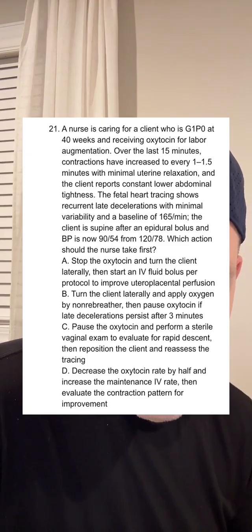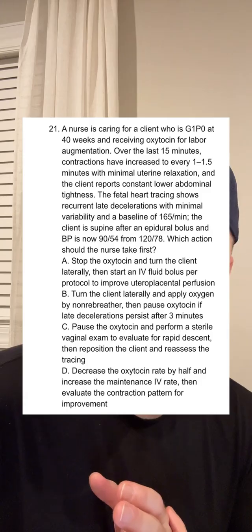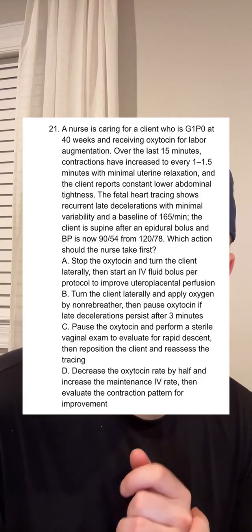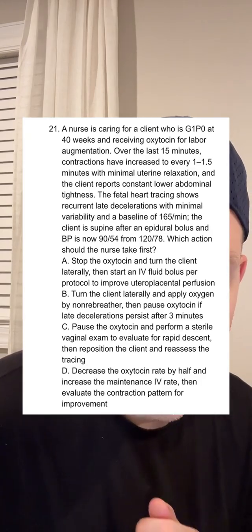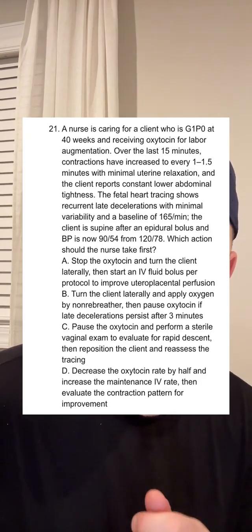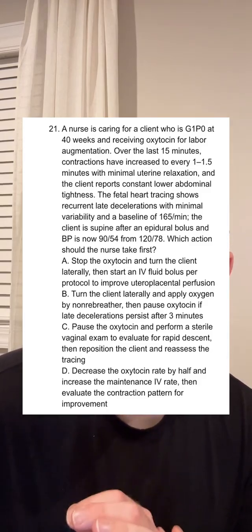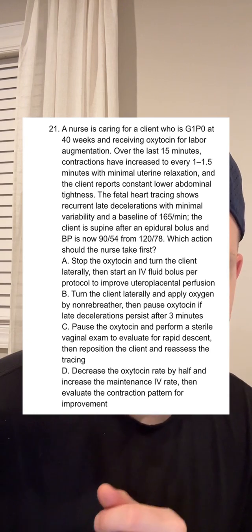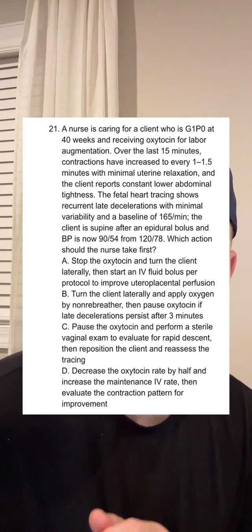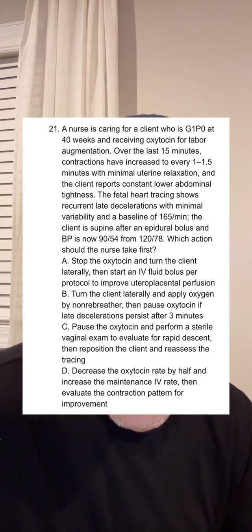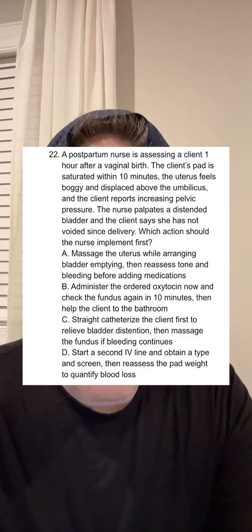All right, because this requires immediate correction of the tachysystole and hypotension-driven uteroplacental insufficiency. Okay, and you do that by removing the trigger and restoring perfusion. All right, so we need to stop that oxytocin, turn her on her side, and then start that fluid bolus. Okay? Good job, guys. You guys are getting this.